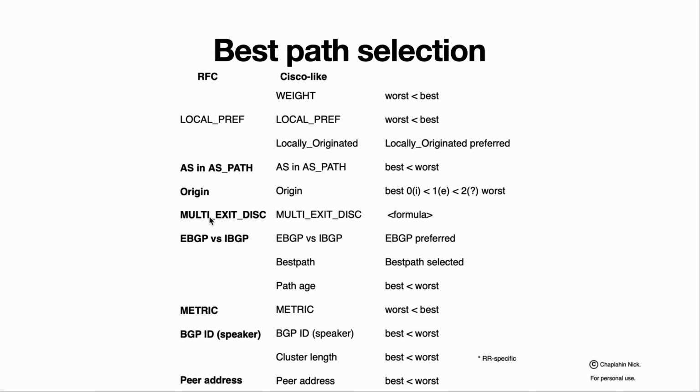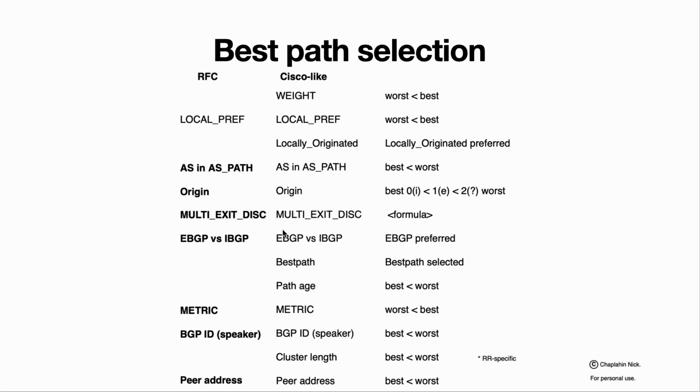Then multi-exit discriminator. This is a specific value that is calculated according to a formula. The formula is provided in the RFC. It will likely also be provided in your vendor's documentation, like Cisco or any other vendor, but the RFC will be available anyway. No need to try to remember it.